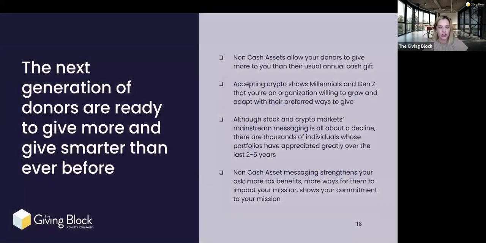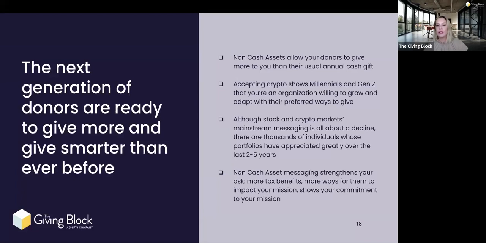So the next generation is ready to give more and also smarter. Their way to do that is to give more in a tax efficient way, and this is obviously much larger than your cash gift because of the reasons we mentioned earlier. Another compelling thing is showing Gen Z and millennial donors that you're willing to grow and change with the times and support the ways that they want to give.